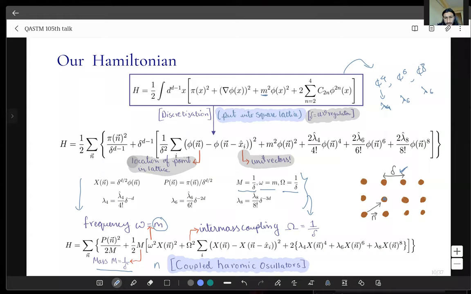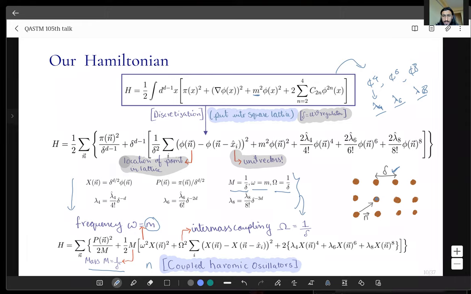In terms of couplings, are we doing a weakly coupled theory or strongly coupled theory? This is a weakly coupled regime, so not strongly coupled. And what are the perturbation parameters? The perturbation parameters are lambda 4, lambda 6, and lambda 8. I'll explain it more clearly.